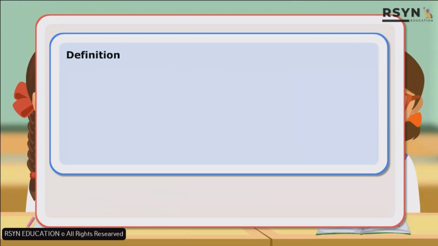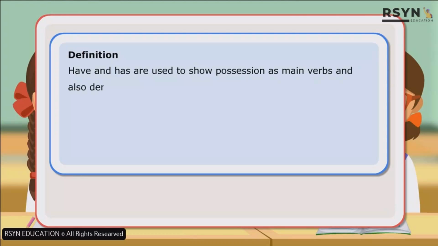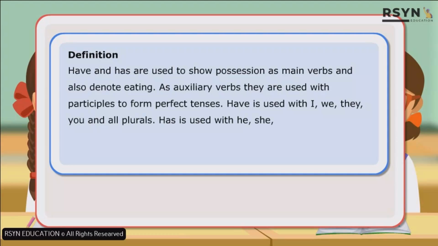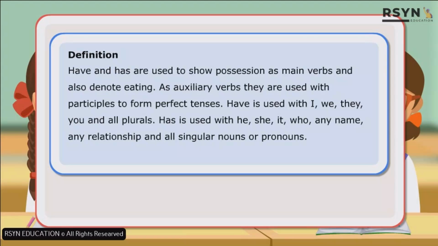Definition: have and has are used to show possession as main verbs and also denote eating. As auxiliary verbs, they are used with participles to form perfect tenses. Have is used with I, we, they, you, and all plurals. Has is used with he, she, it, who, any name, any relationship, and all singular nouns or pronouns. Both have and has denote present tense.